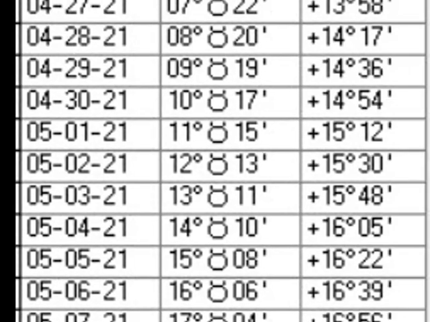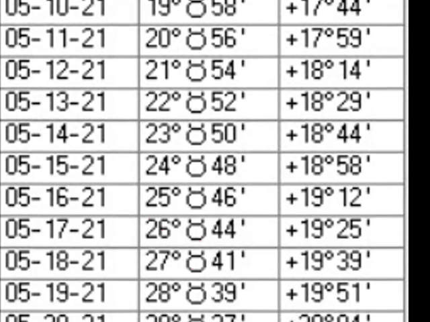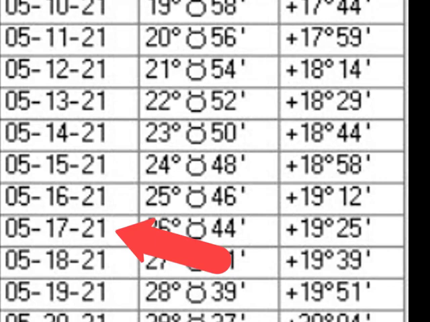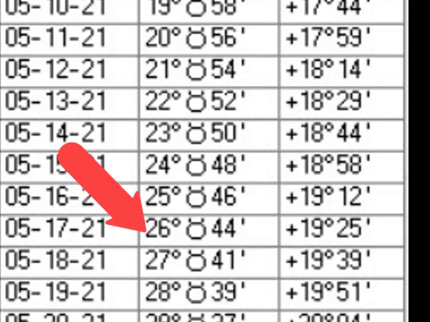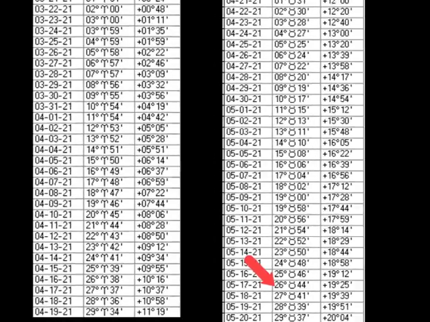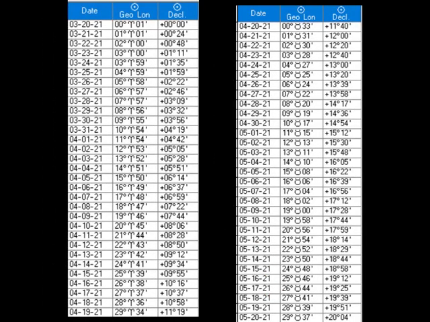Let's go to the second picture over here, and let's go to May 2nd. The sun is now at 15 north 30, still increasing, and its longitude is 12 Taurus 13. A little further down, May the 17th, the sun is now at 19 north 25, still increasing, and its longitude is 26 Taurus 44.